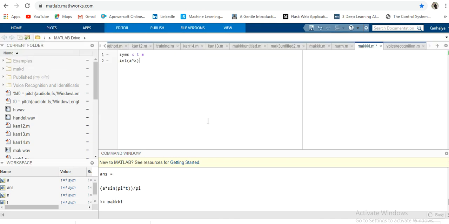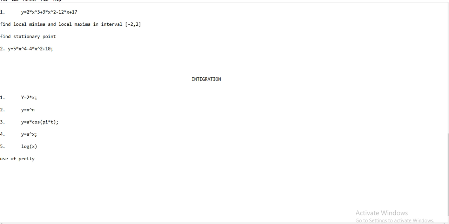What is MATLAB giving for us? Yeah, a to the power x upon log a. Yeah, that's correct, a to the base e. Okay, base is not given, but it should be. And let's try for another one, log x.